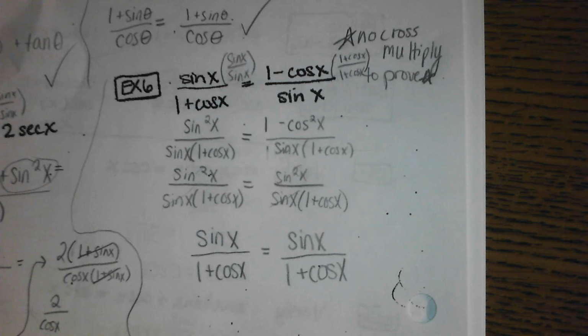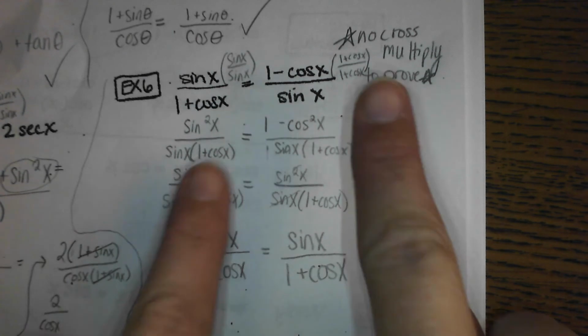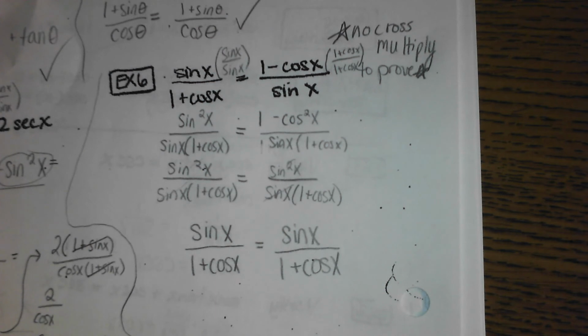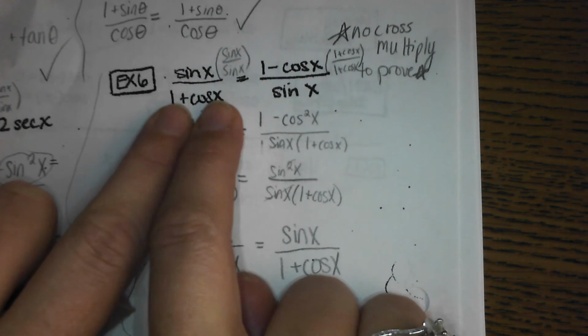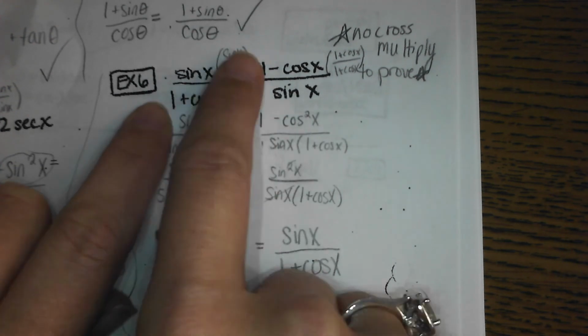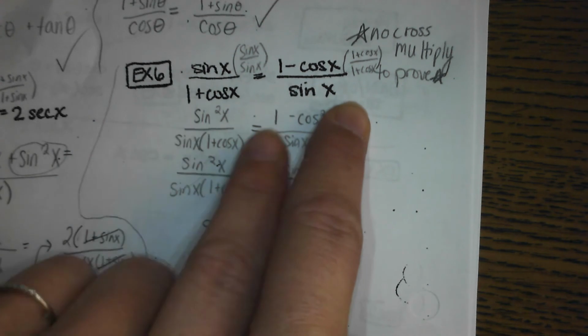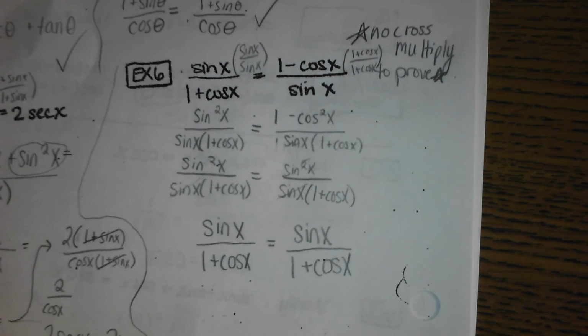So the question everyone's going to probably have is, how did you know to do that? What made you think to do that? Okay, so even though you're working on the sides separately, you can still get common denominators. So this side, to get it looking like that side, would need a sine x over sine x. And this side, to get it looking like their left side, would need 1 plus cosine over 1 plus cosine. Brilliant. Good.